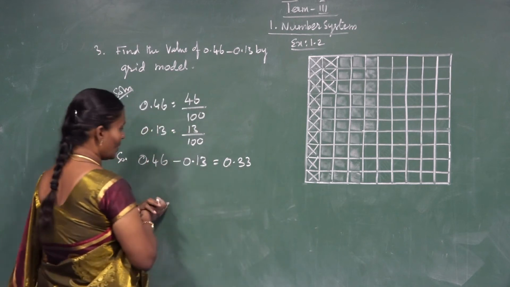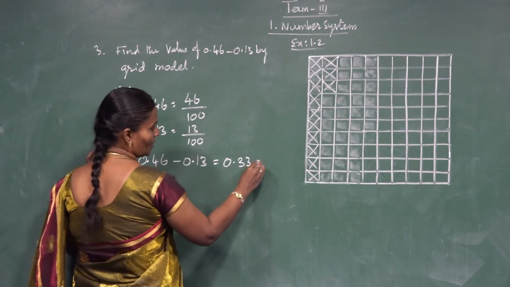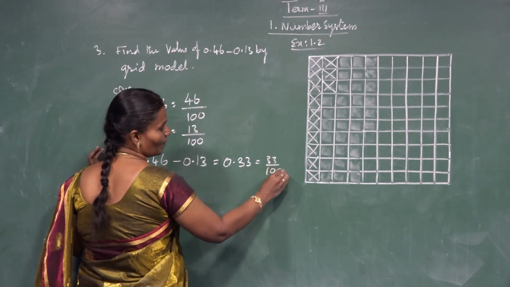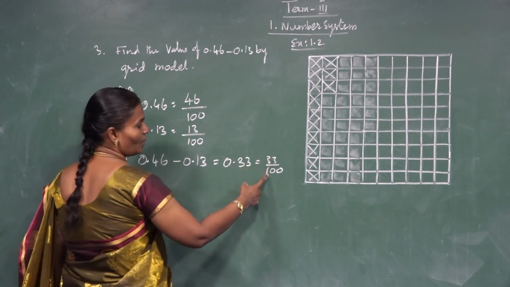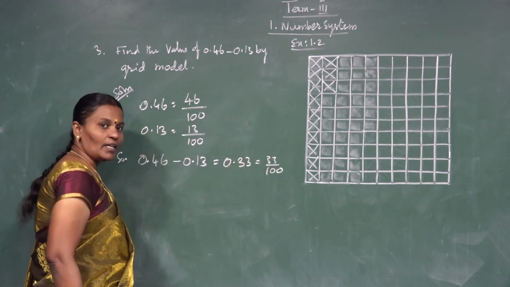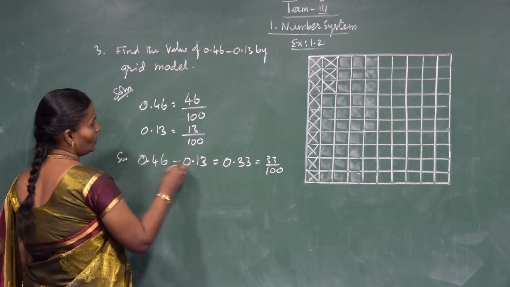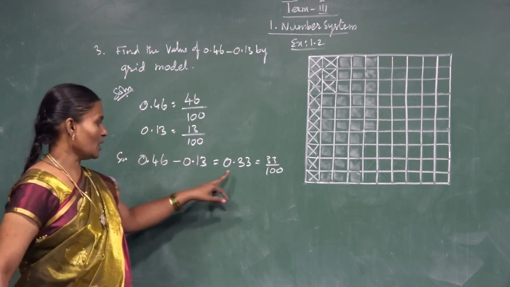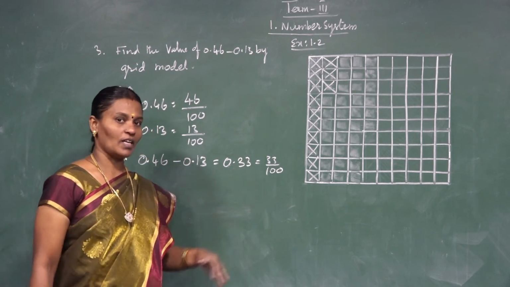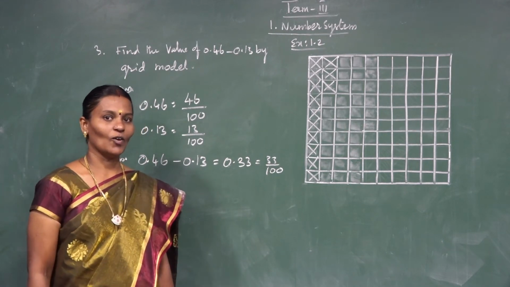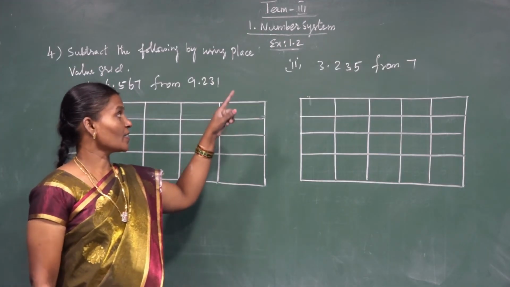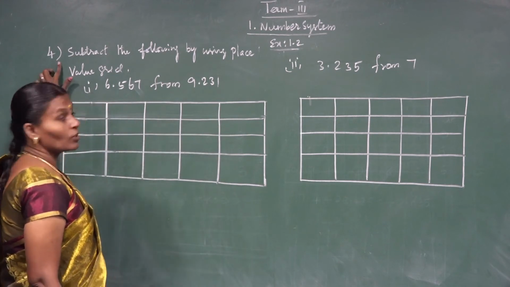So out of 100, that means what? See, this is the 33 by 100. Am I correct, children? So 33 by 100 means 0.33. So what is the answer? The difference of these two numbers is 0.33. Understand, children? Good.